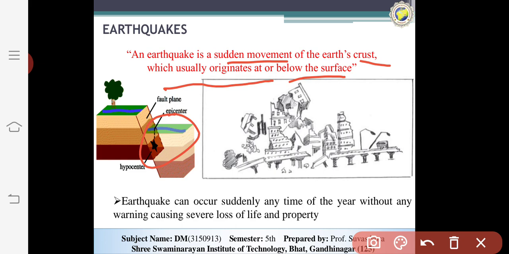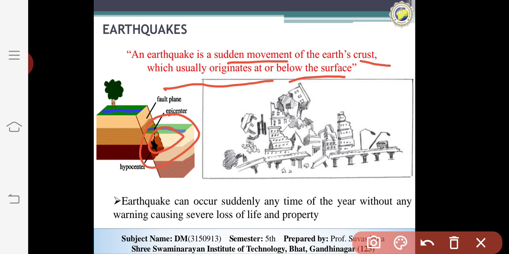The point of origin of the earthquake within the crust or mantle is called the seismic focus. Since the focus is often deep below the surface, the location of the earthquake is referred to by the point on the surface of the earth vertically above the seismic focus. This point is called the epicenter.